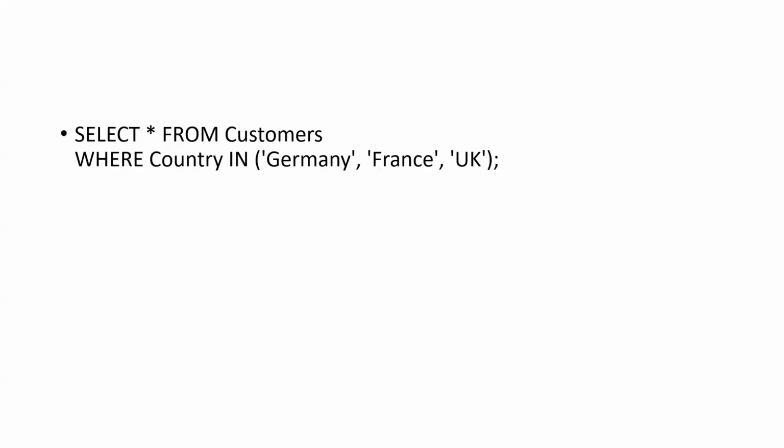Now I am going to fetch the query using MySQL. Select star from customers where country in Germany, France, UK. Select star, I mean the asterisk symbol, means you have to fetch all records in your table, but you have to set some limit. So what is the limit? Here you can select the customers only from the countries Germany, France, and the UK.